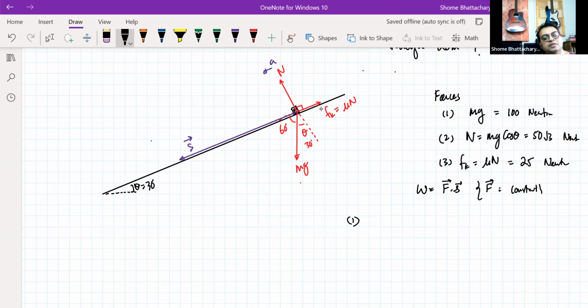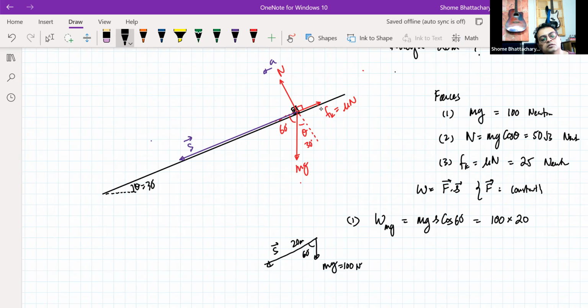So in the case of work done by the gravitational force, how much that will become? That will become mgs into cos of which angle? Now the angle between gravitational force and displacement is this angle here, which is 60 degrees. So this will be cos 60. So it will be 100 into the displacement of 20 meters. Okay. This is 100 newtons, but into cos of 60 degrees. So the work done by gravitational force, or mg, will be 1000 joules.